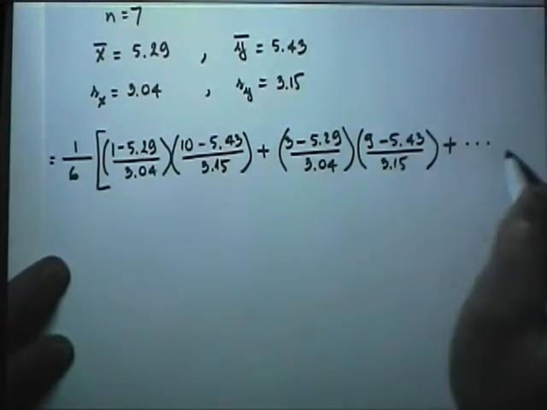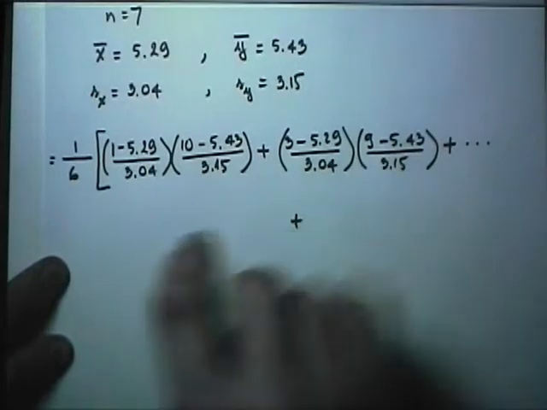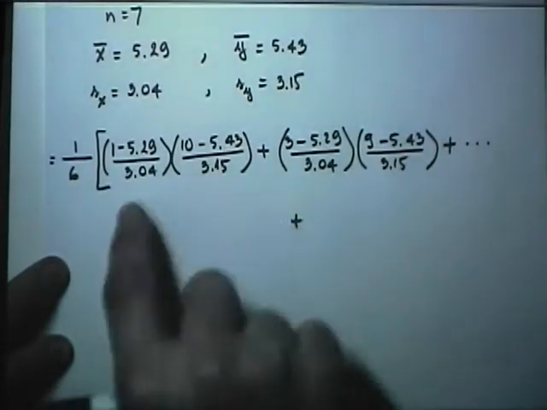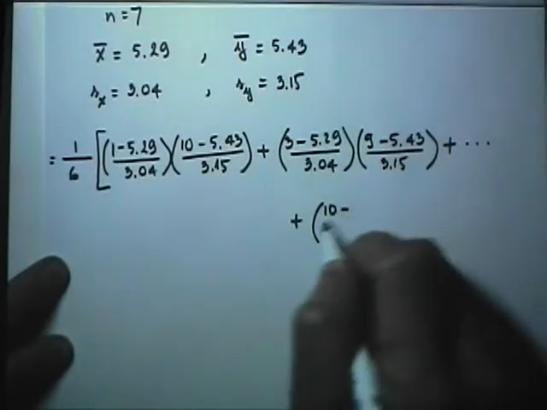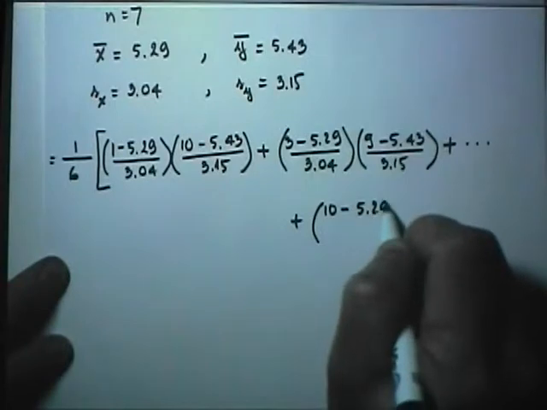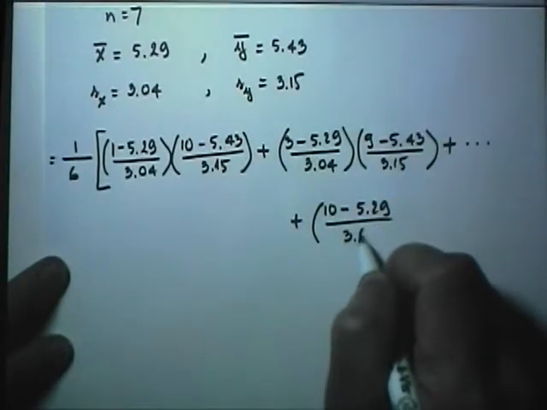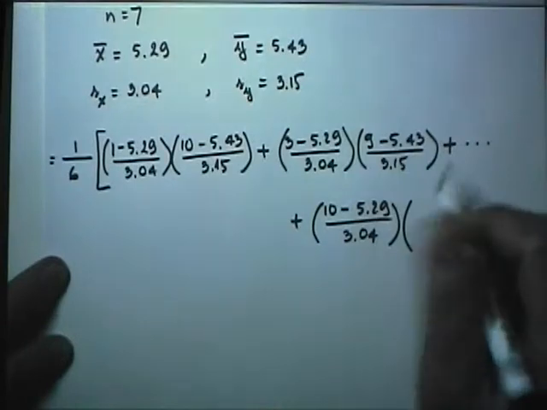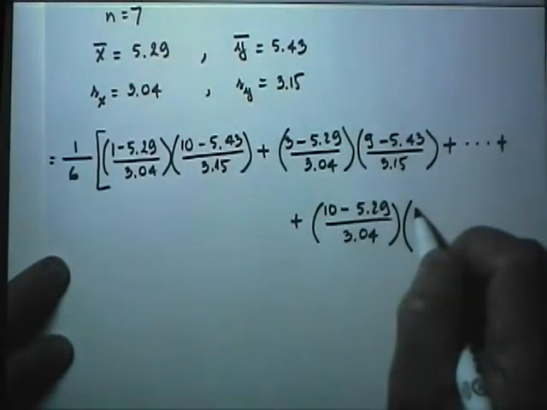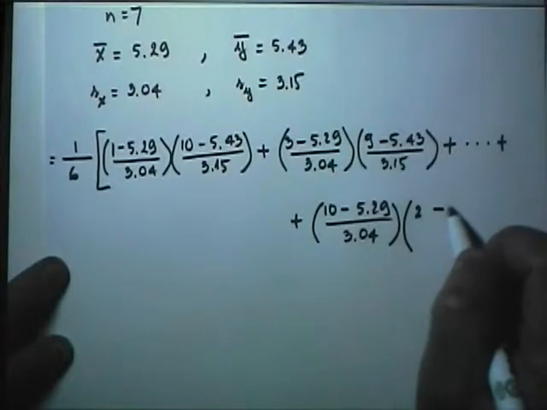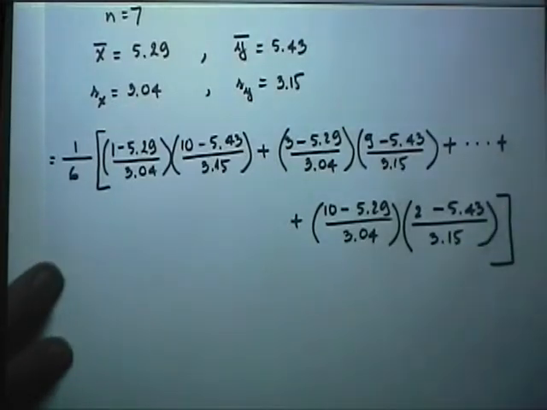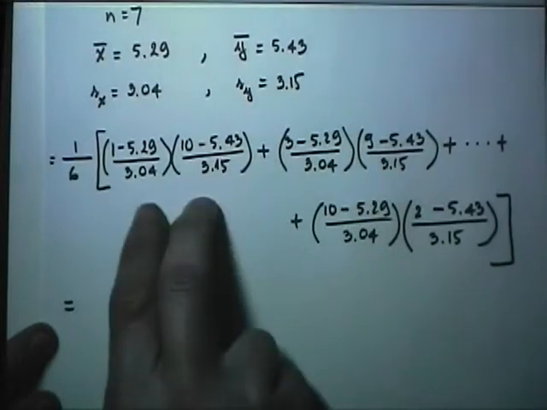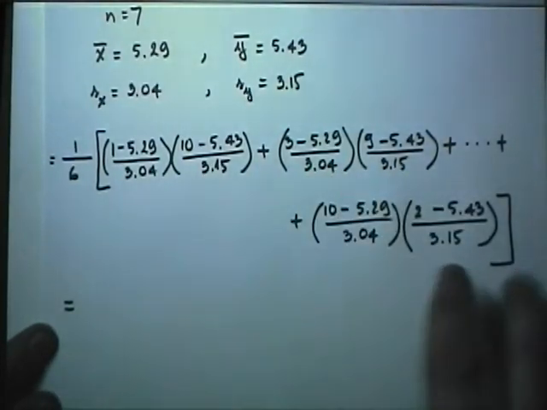I'm going to leave the dots right here, representing that we continue with the same kind of pattern until we reach the very last data point, which is 10 for x, minus 5.29, divided by 3.04, and then times 2 minus 5.43, divided by 3.15. Then I close all my square brackets, and perform that long chain of addition.